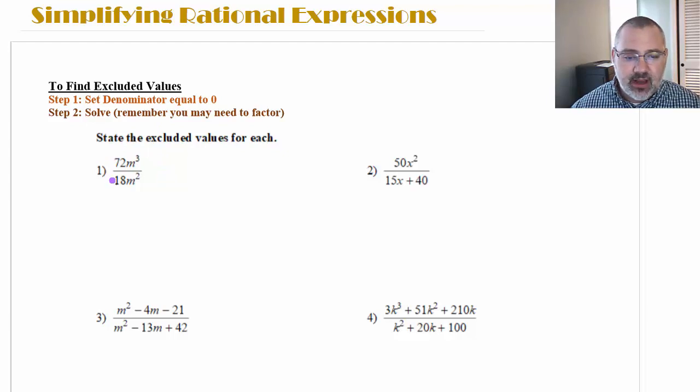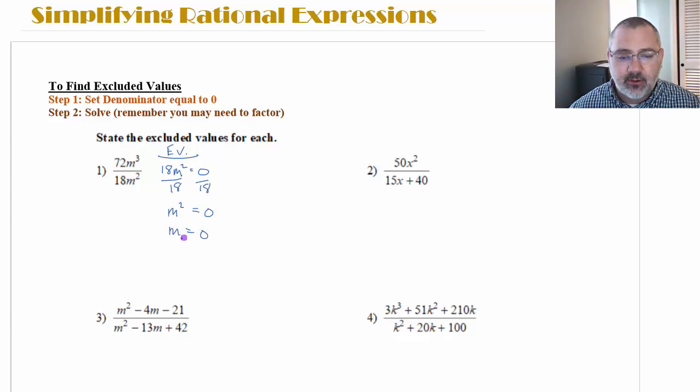So when we look at this, we have 72m to the third divided by 18m squared. It doesn't matter what the numerator is, but to find our excluded values, which I'm going to abbreviate as EV, I'm going to set my denominator, or 18m squared, equal to 0. How we solve this is we divide by 18 on both sides, and we ask, what would make m squared equal 0? What value of m that you square equals 0? And the answer is m equals 0. So m equals 0 is our excluded value.